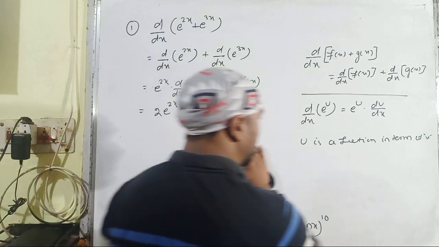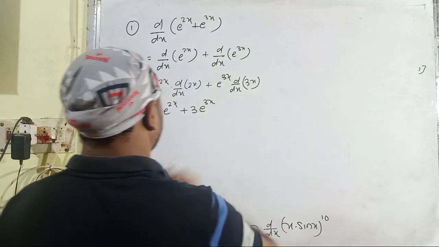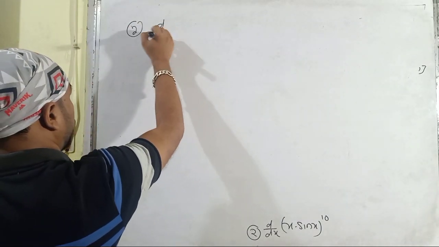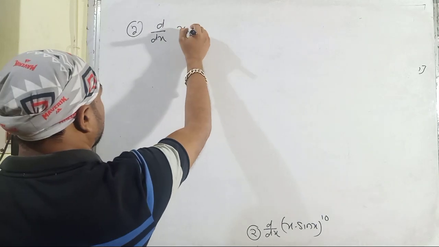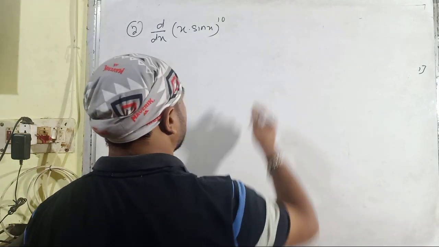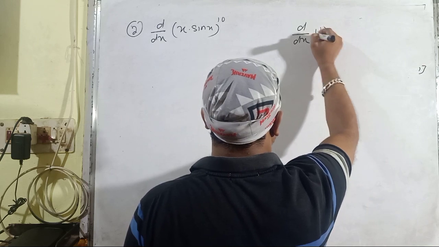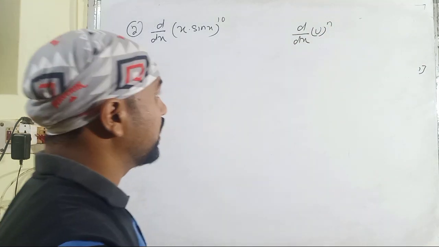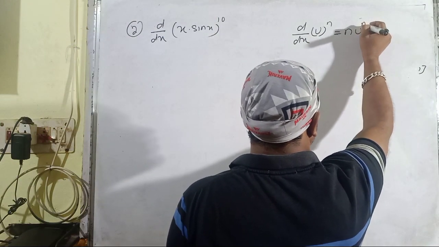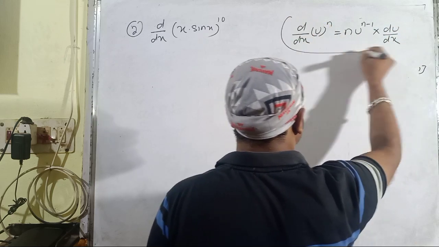Then let us go through problem number 2. Number 2 is the differentiation of x sin x whole to the power 10. It is based upon the formula for differentiation of u to the power n, where u is again a function in terms of x. It will be n multiplied with u to the power n minus 1 multiplied with differentiation of u with respect to x.